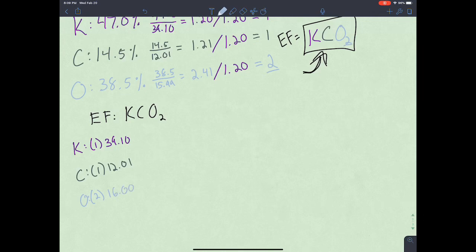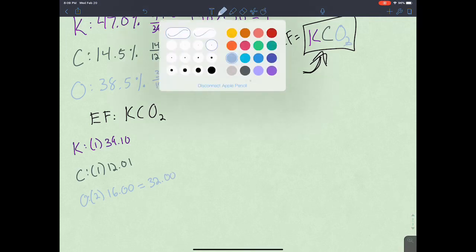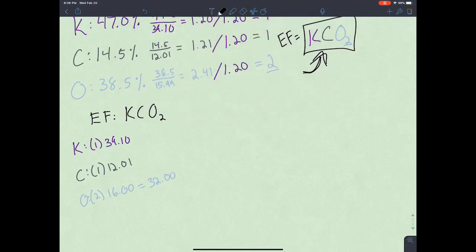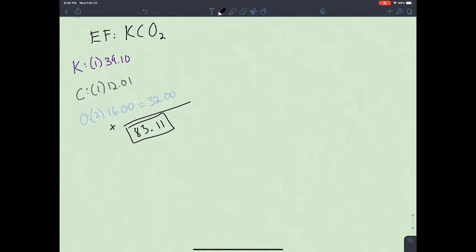So we're going to just calculate molar mass as we go. This is going to be 32.00. The other ones are going to stay the same. I'm adding these all together, and I'm going to get 83.11. This is the molar mass of the empirical formula. That's what I'm looking at right here.